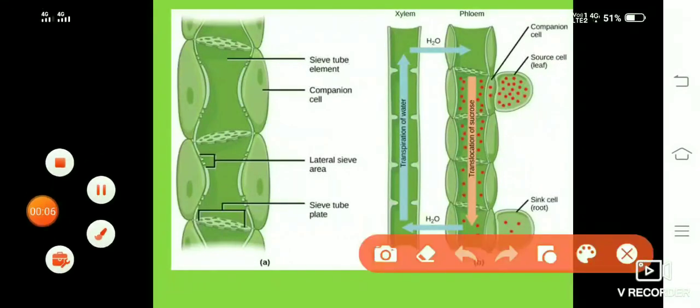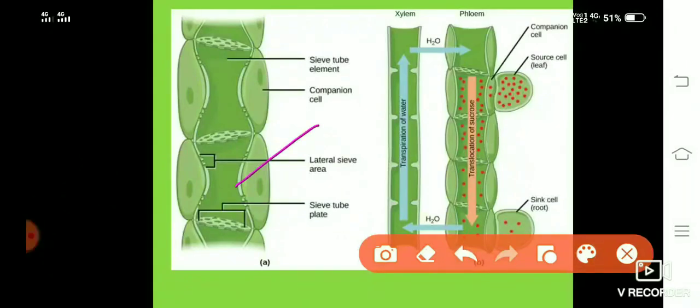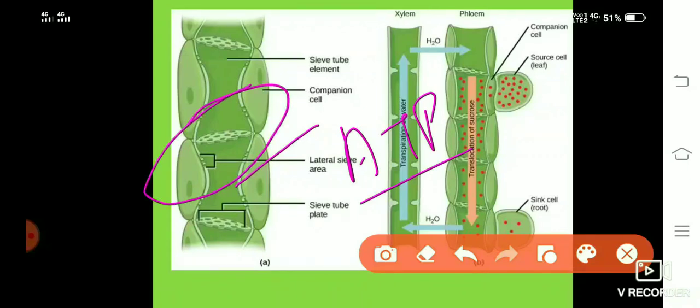See, the food is prepared by the leaves. First it moves into the sieve tubes of the phloem tissue using the energy from ATP, that is adenosine triphosphate. In xylem, the pulling of water happens through transpirational pull, whereas in phloem, the movement of food cannot happen just like that or naturally, because it needs energy to perform this process. So the first step is food prepared by the leaves moves into the sieve tubes of the phloem using the energy from ATP. Now, same diagram only, so don't get confused.